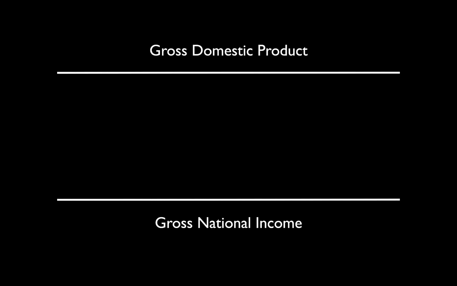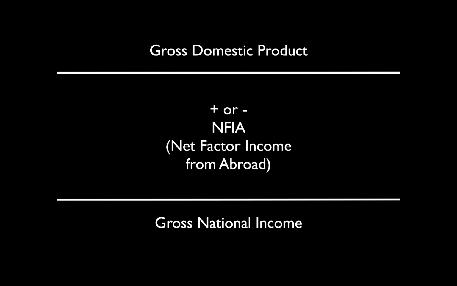So, up until this point in this series of videos on Unit 3.1, what we have been calculating is gross domestic product. It is price times quantity plus price times quantity plus price times quantity all the way through. And now what we're looking at is how to get from gross domestic product to gross national income. And what we say is we either add or subtract this thing called NFIA, net factor income from abroad.